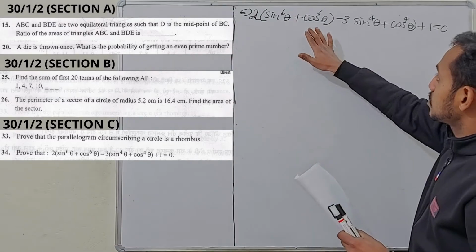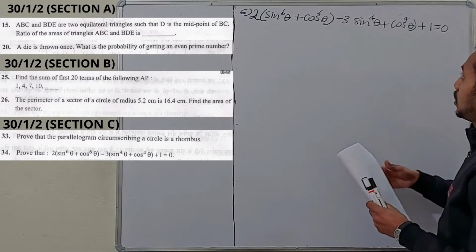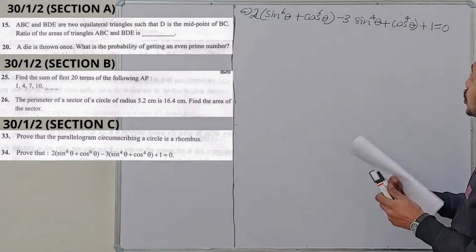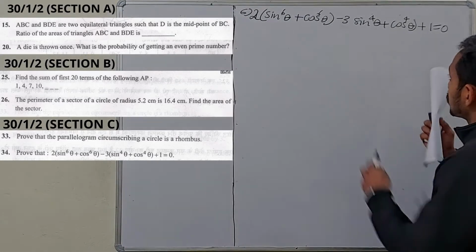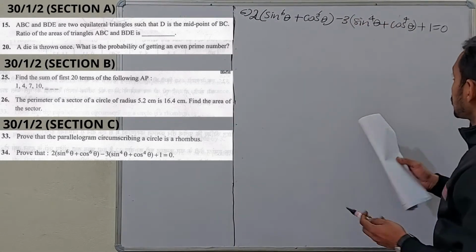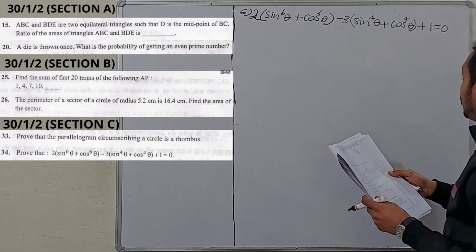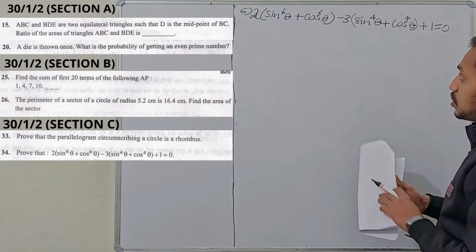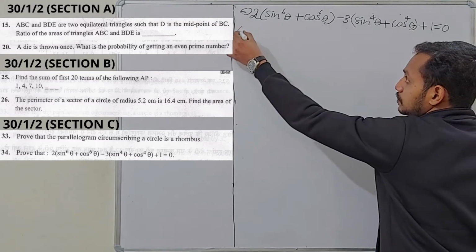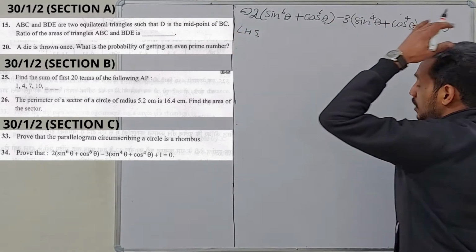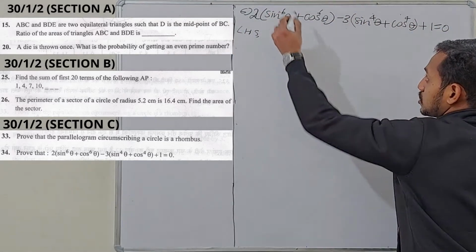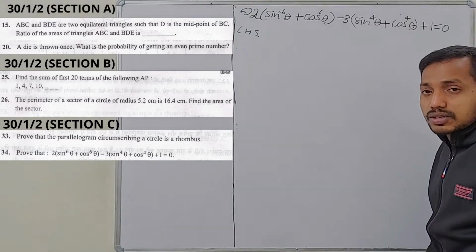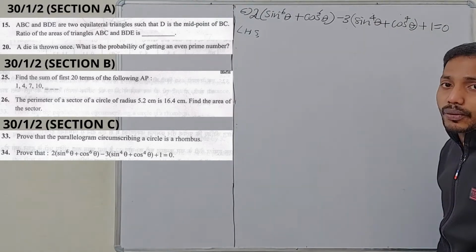Now come to here, one more question is given from trigonometry. Prove that sin raised to 6 theta plus cos raised to 6 theta minus 3 into sin raised to 4 theta plus cos raised to 4 theta plus 1 is equal to 0. So we are taking the LHS here. We don't have any identity which connects the power 6 and 4.